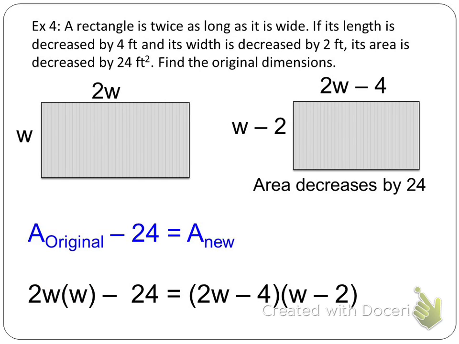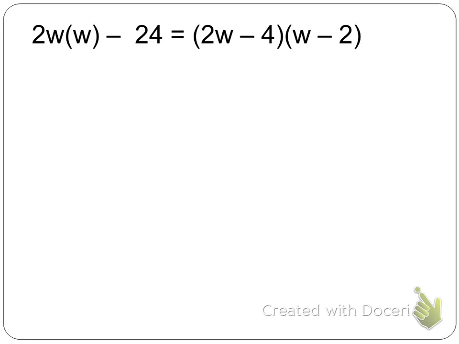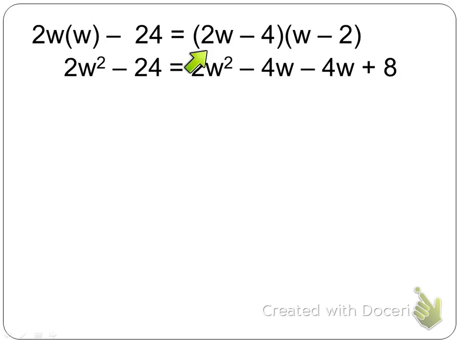All right, so the original area, we multiply the 2W and the W. We're going to take away the 24. That'll give us the new area. All right, are we good? What do I do? Yeah, we want to multiply up front. 2W times W. 2W squared. You'll have minus 24 equals. And then back here, what's the process called? Double distribute. Very good.